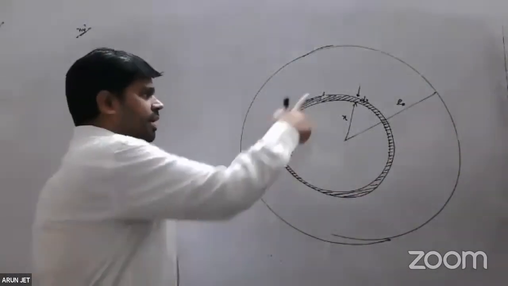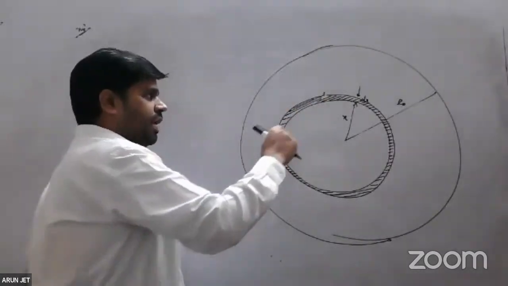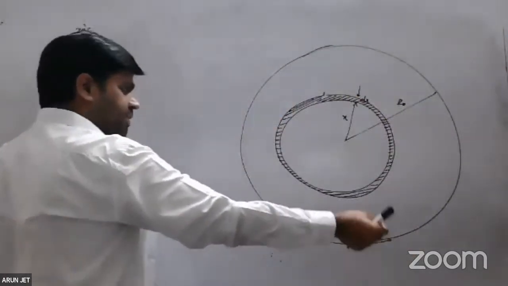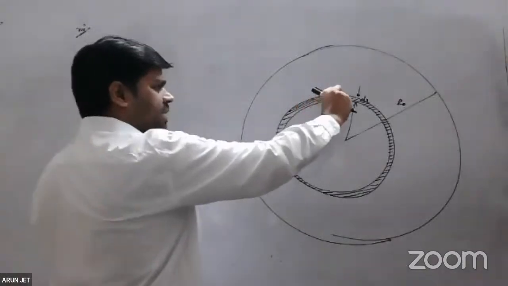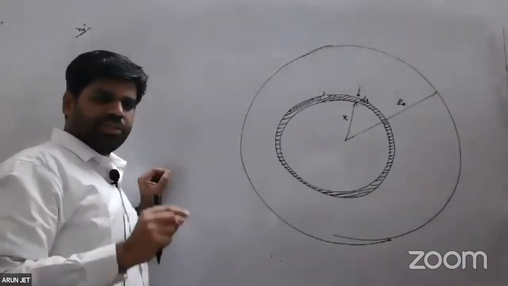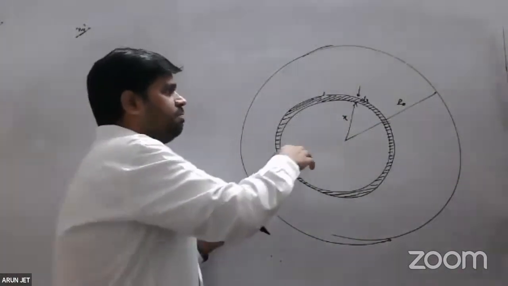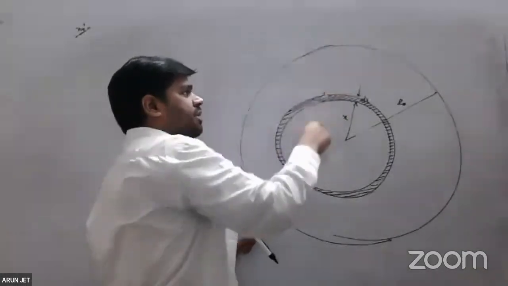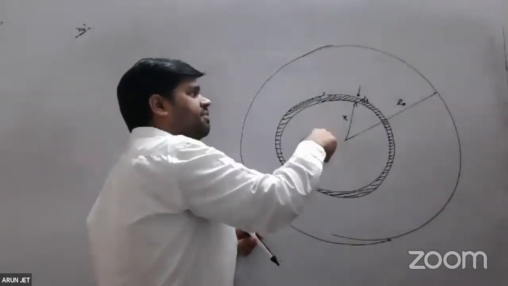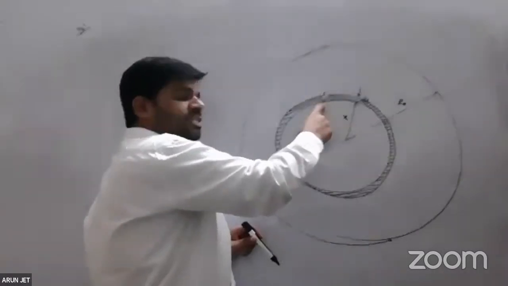what I do, I cut it and open it in the form of a rectangle. When I cut it, it's very thin, infinitesimally thin. I've got millions of rings in between 0 and R. Let's say this is 1 meter. In this 1 meter itself, I've got millions of such rings.